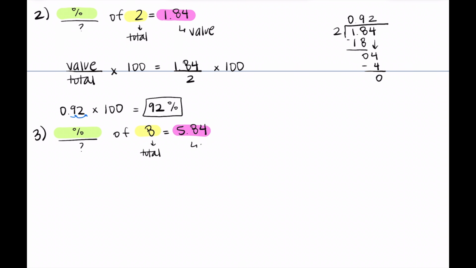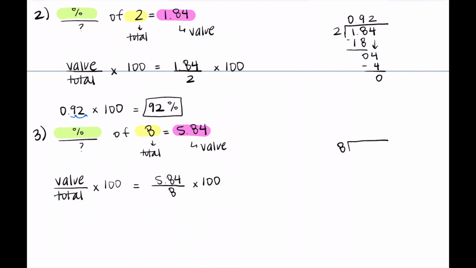Then the 8, well, that's our total value. We'll highlight that in yellow. And then for the 5.84, well, that's the value we're given. So now we'll go through here and plug this in. We know that we have value over the total times 100, and our value here is 5.84. The total was 8, so it'd be 5.84 over 8 times 100.